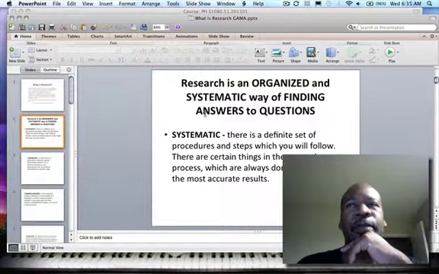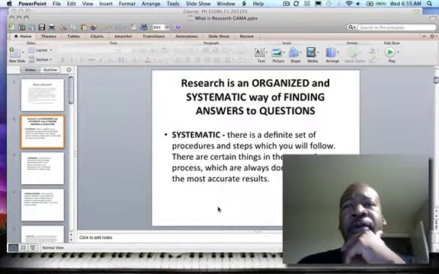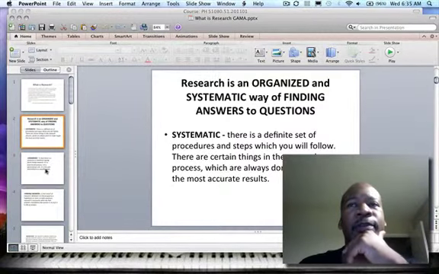The next one is research is an organized and systematic way of finding answers to questions. Then you define systematic. Okay? No example of, well, let's see. There's no example of a systematic one here. I'm not quite sure, and there's no visual description of something that would give anyone a definition or clue.